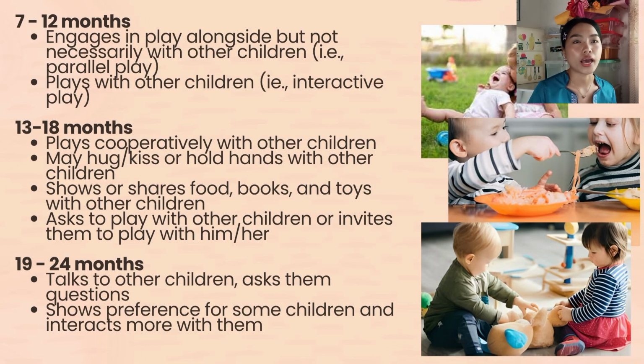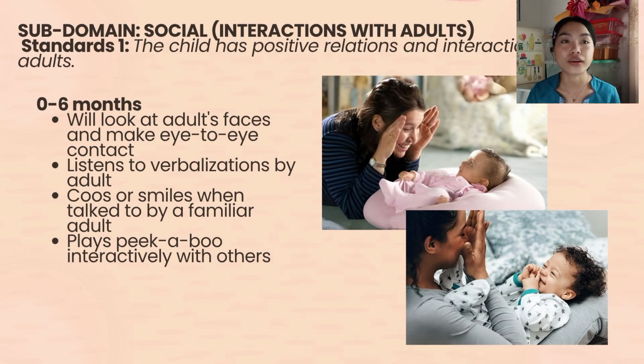Talks to other children, asks them questions, shows preference for some children, and interacts more with them. Then we have here the subdomain social interactions with adults. The child has positive relations and interactions with adults. Looks at adults' faces and makes eye-to-eye contact, listens to verbalizations by adults, coos or smiles when talked to by a familiar adult, and plays peekaboo interactively with others.